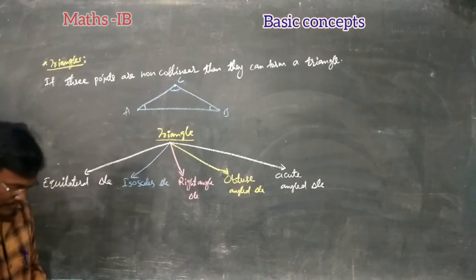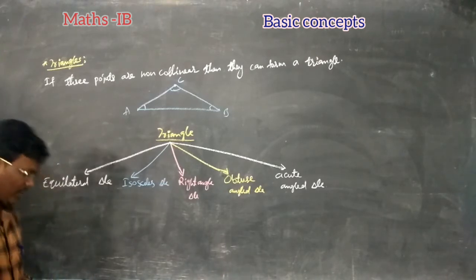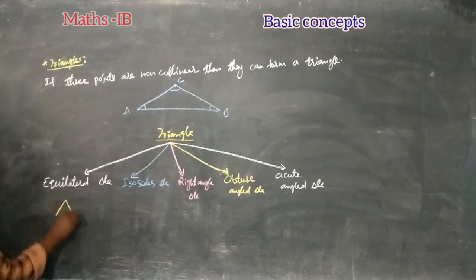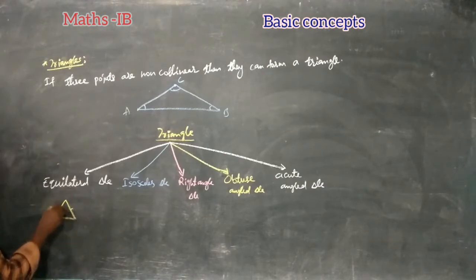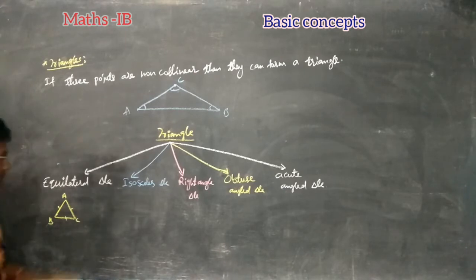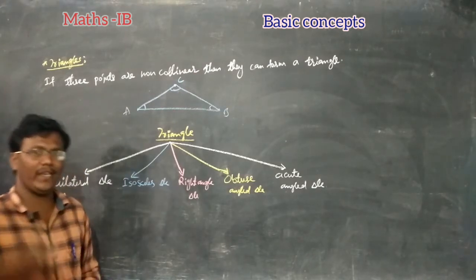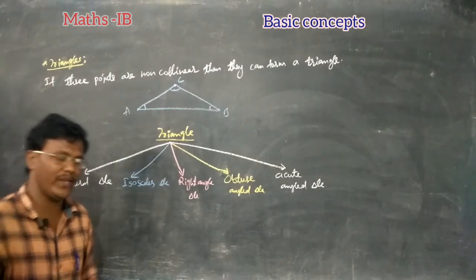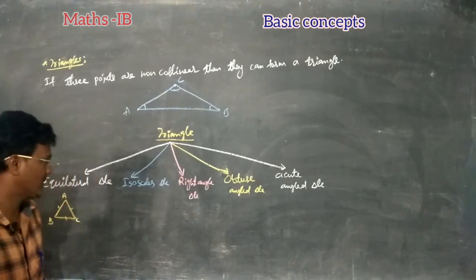Equilateral triangle means all sides are equal. Suppose this is the triangle, so all sides are equal. This is called an equilateral triangle. Next, isosceles triangle means any two sides are equal. If any two sides are equal, that is called an isosceles triangle.